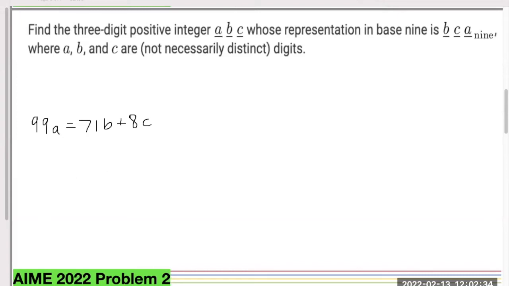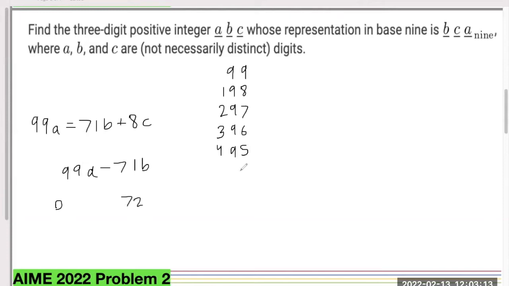So we need this 99A minus 71B to be between 8 and 72. It can actually be between 0 and 72. It has to be between these two numbers, and it has to be a multiple of 8. So what we can do is try writing down the multiples of 99: 99, 198, 297. There's a very easy pattern you can see, so you can very easily write down all the multiples here.